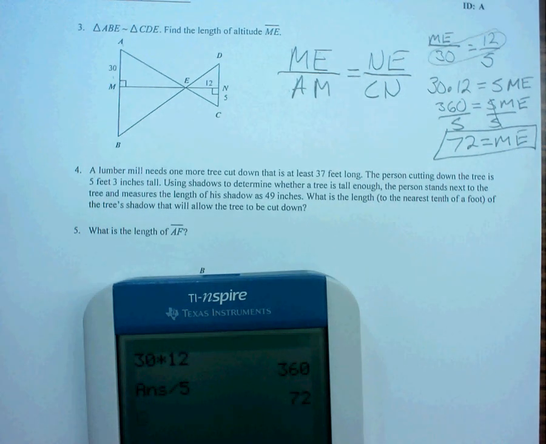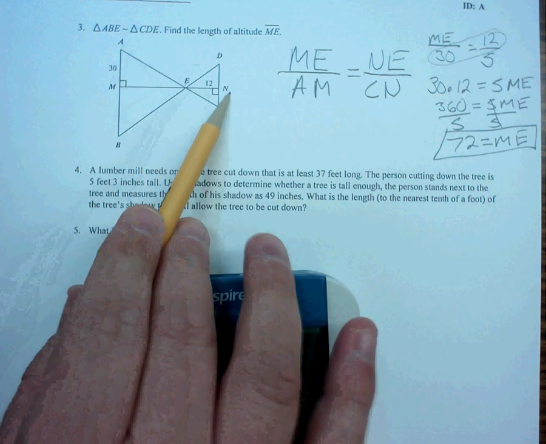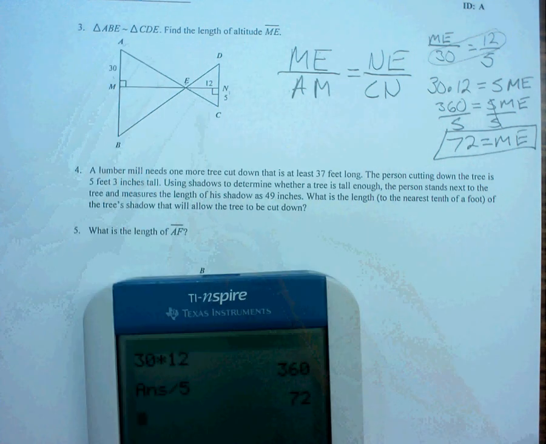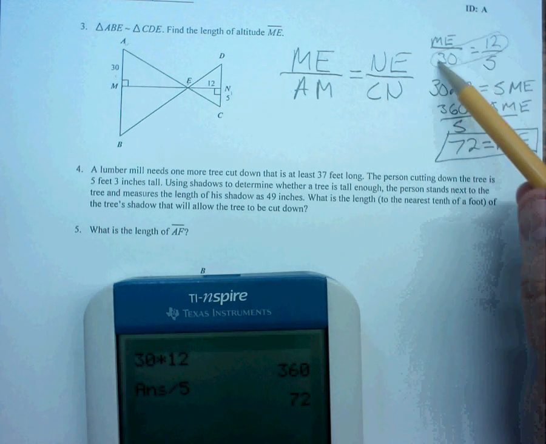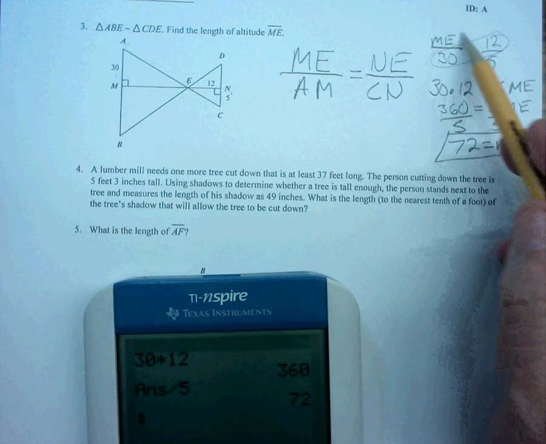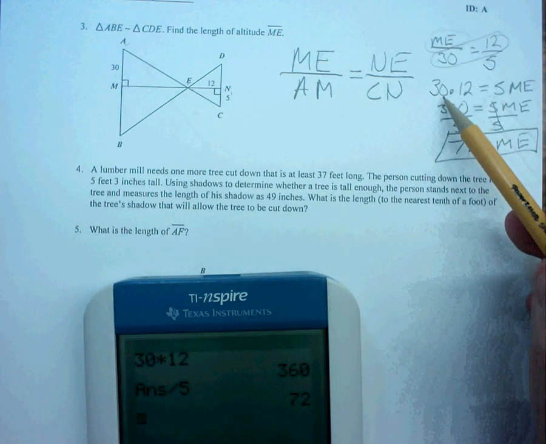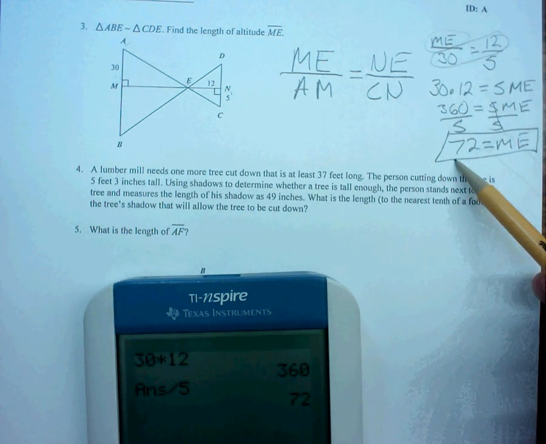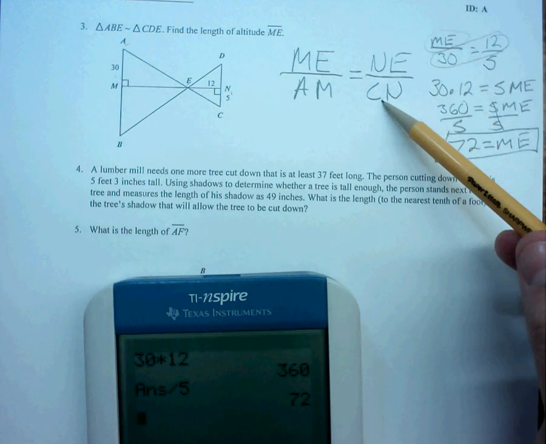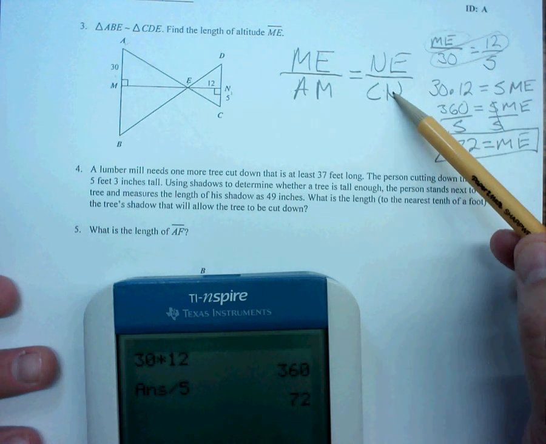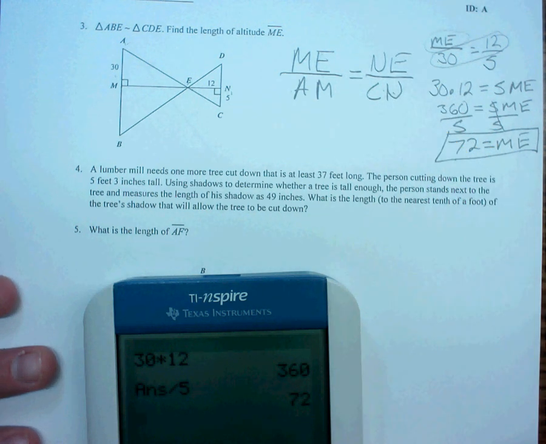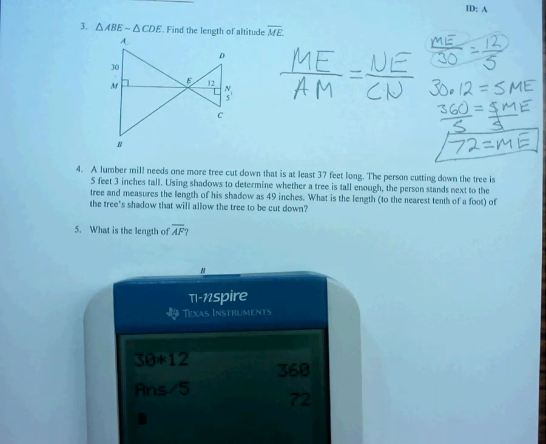Okay, so just a real quick recap. This corresponds to this. This corresponds to this. Then we set up our proportions, cross multiply. We're left with one variable. Go through and do the algebra, and we get 72. Okay? Again, it's very critical that we set things up properly. If I put CN on top and NE on the bottom, we would not get the same answer. So it's very important that we pick out the corresponding parts.